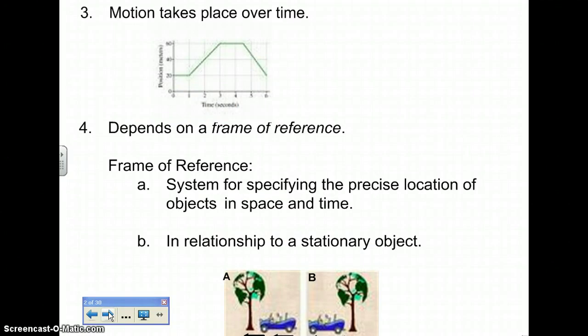Also, motion takes place over time, so we're going to draw out different graphs. This example here for number 3 is a position time graph. The other word for position is displacement. So if you see the word position, go ahead and think displacement.